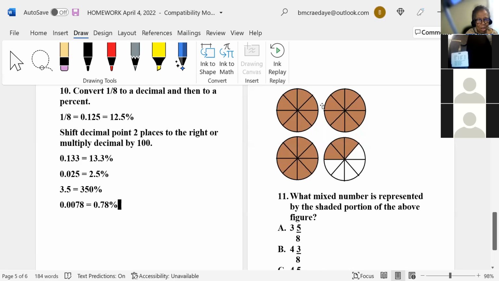Now I have 1, 2, 3 whole figures that are shaded. Then I have a fourth figure where I have only 3 parts of 8 parts shaded. Now, based on what I just told you, what mixed number do you think this represents? Now, remember, a mixed number is a whole number and a fraction. Oh, I say it represents 3 and 3/8.